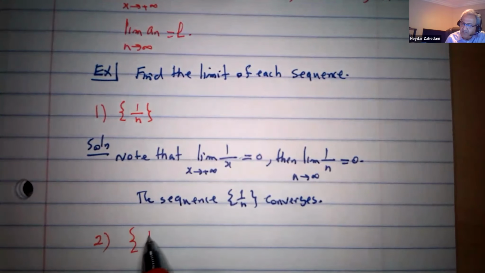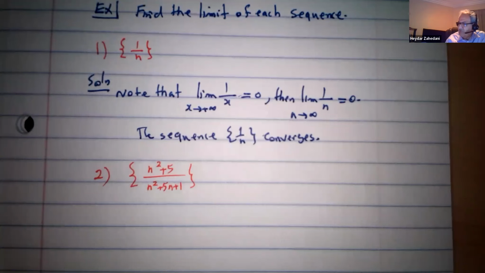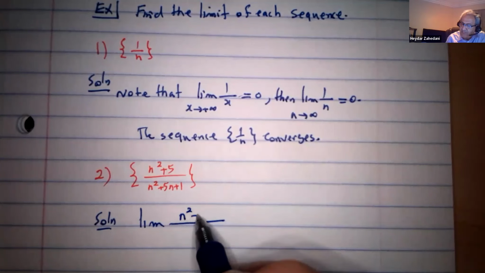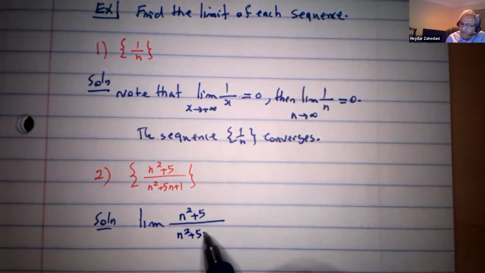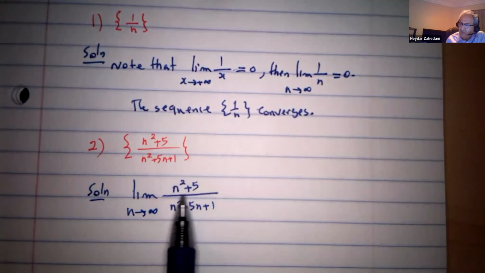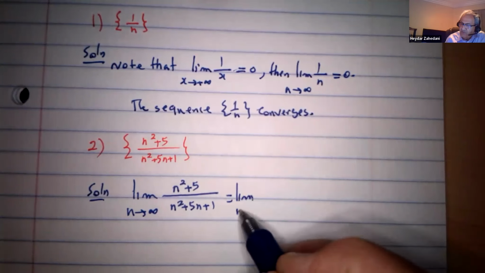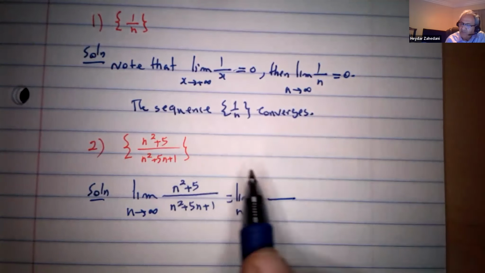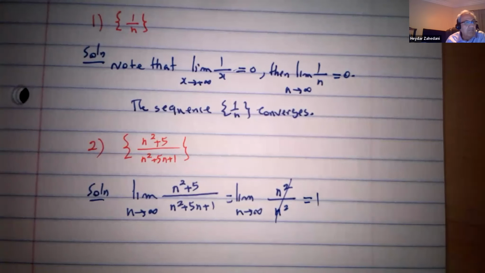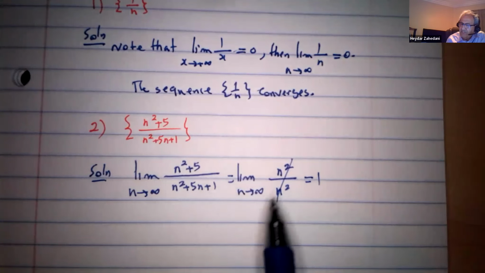You see this one? The sequence n squared plus 5 over n squared plus 5n plus 1. You don't need to change it to the x. We can do it right away. So the solution is going to be, we find the limit of n squared plus 5 over n squared plus 5n plus 1, when n goes to infinity. We can use the idea of the calculus 1 limit at infinity. Remember, for the polynomial, you consider the leading term. The leading term on the top, the term with the highest power, is going to be n squared. And over here would be n squared too. So you simplify it, that gives you 1. So the limit of the sequence is 1.